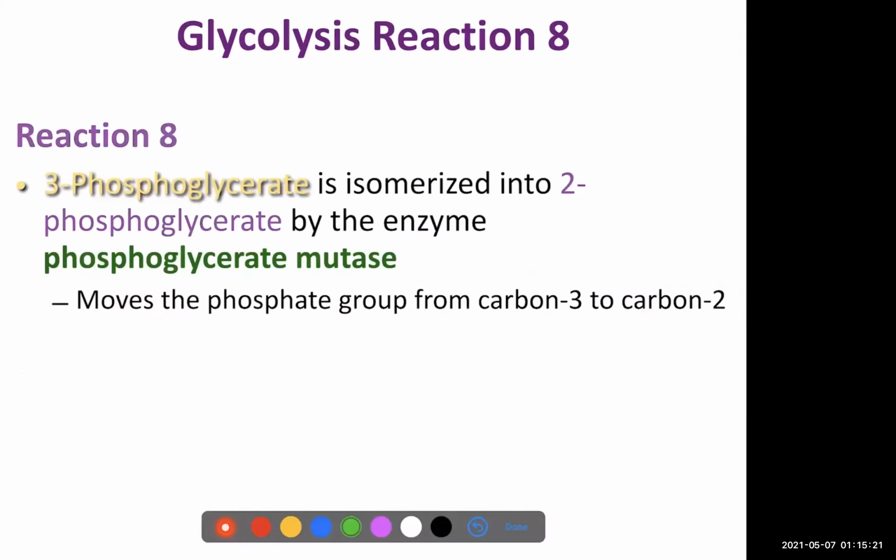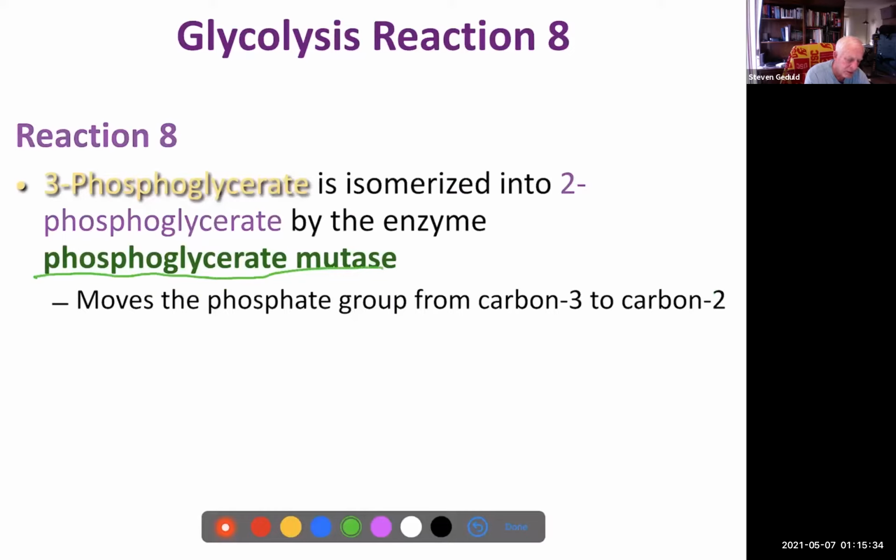Okay. So reaction 8, step number 8 in glycolysis. You take the 3-phosphoglycerate, which is isomerized into 2-phosphoglycerate by the enzyme phosphoglycerate mutase. So isomerize means you're going to change the structural formula. You're not changing the chemical formula. So it'd be exactly the same elements, exactly the same ratio, but now we're going to change the structural formula of it. So basically all we're doing, we're moving the phosphate group from number 3 to the number 2 carbon.